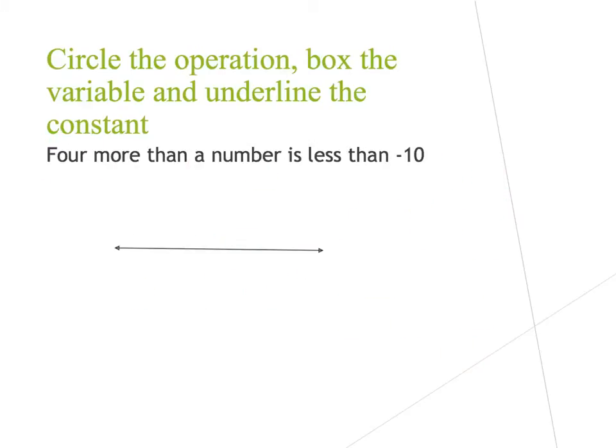Okay, let's get started on this one. We're going to circle the operation, box the variables, and underline the constants. So 4 more means I'm going to add 4. Okay, the 4 would be one of our constants. The more would be an operation, more meaning I'm adding. What am I adding? I'm adding the 4. So 4 more than a number. A number is going to be my variable. So I'm going to go ahead and just put an x underneath it.